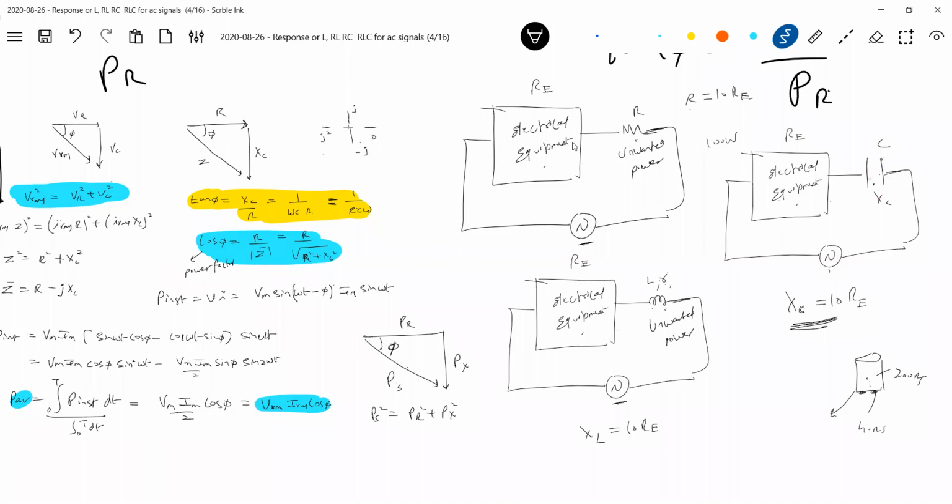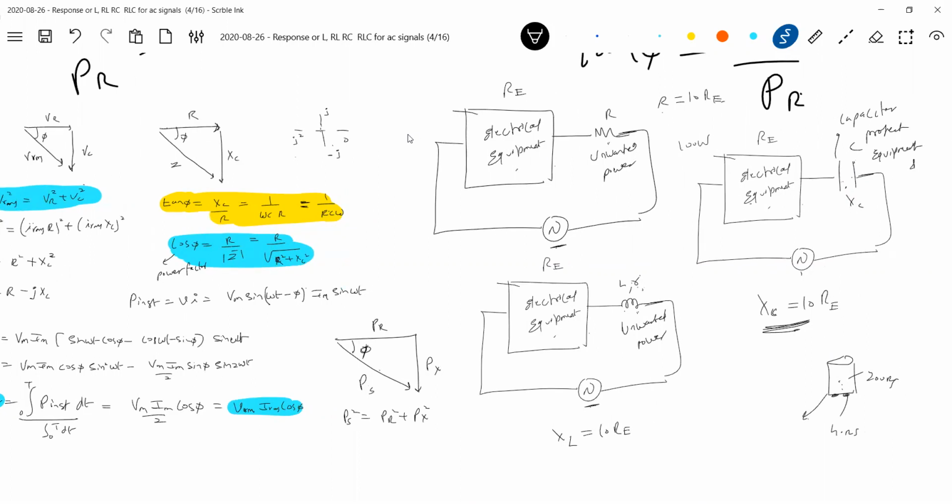Got that? They may test you with general passages related to this. So what does a capacitor do? Capacitor protects equipment and will not dissipate power. Inductor also protects equipment, but will dissipate power. Resistor R protects and also dissipates power. So which one should I pick? Definitely the capacitor.